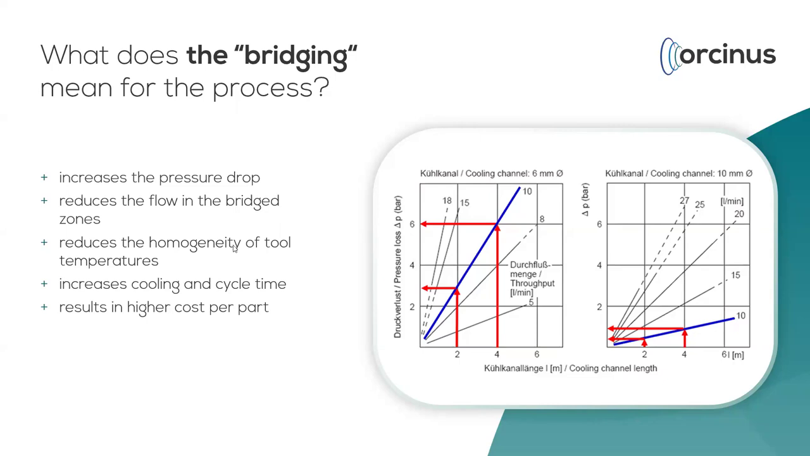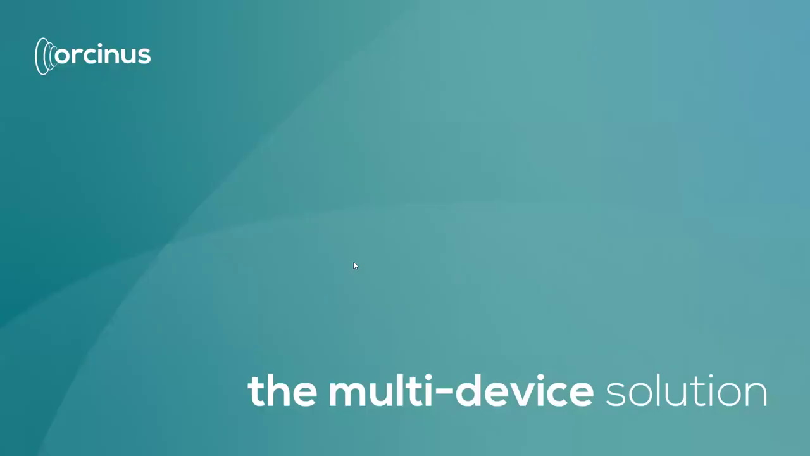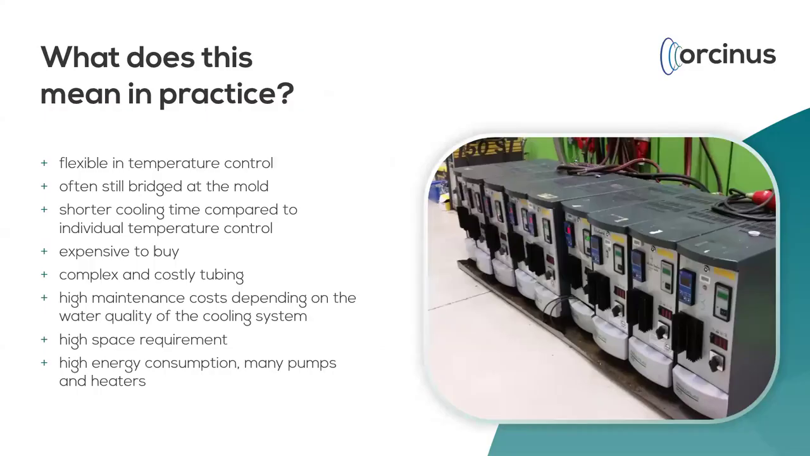So the temperature inside the mold is not always the same. Because on the lower side or close to the outgoing side, it is much warmer. And this increases your cooling time and the cycle, of course. And this results in higher cost per part. So some customers say, then I need more TCUs, and this is a picture we made at our customer, and we saw it very often.